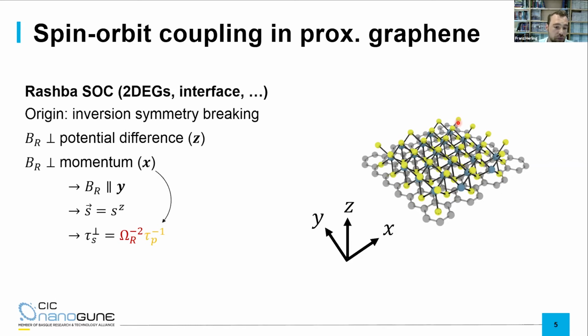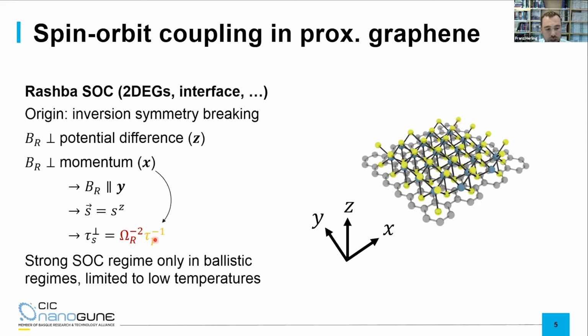So if we want to achieve this strong spin orbit coupling in the out-of-plane spins, we have to increase the momentum scattering time. Unfortunately, these ballistic regimes are normally, especially in semiconductors, limited to low temperatures. So that makes it quite unfeasible for device application.